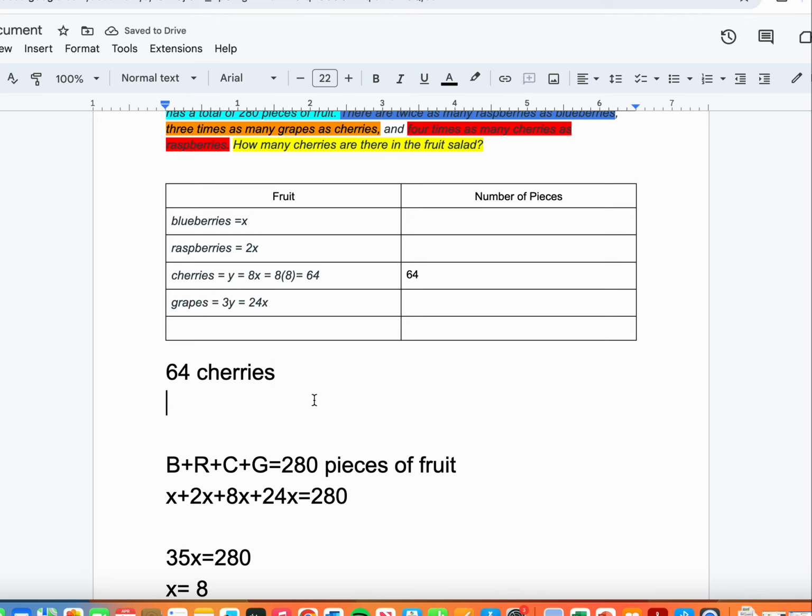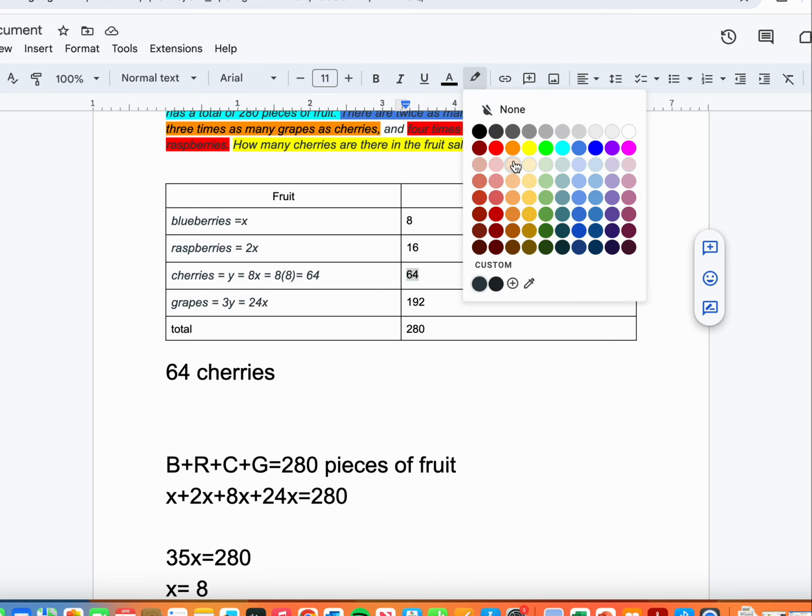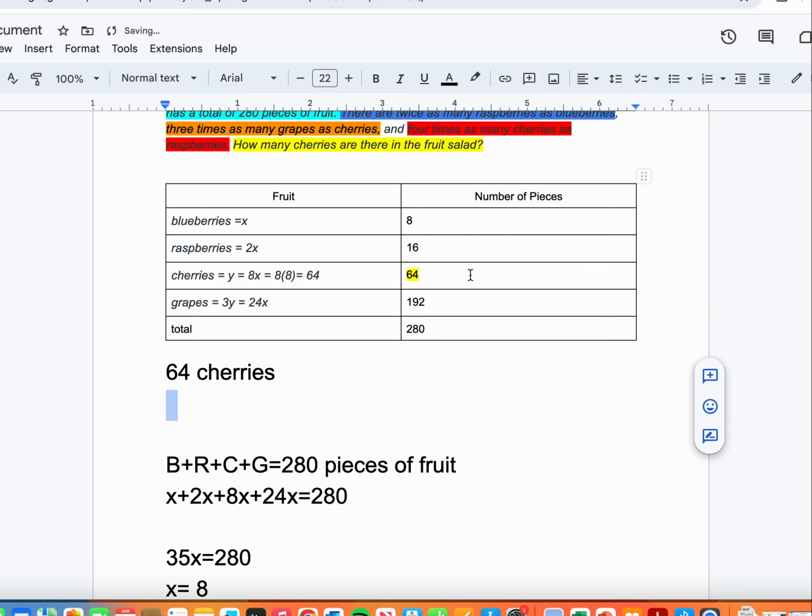Also we can plug 8 in for x in all of them, so we complete our chart. 8 times 2 is 16, and then this is 192. And the total number of pieces should come out to 280 once we check our work. But overall, we're just trying to find how many cherries are in the fruit salad. So our answer is 64 cherries in our fruit salad.